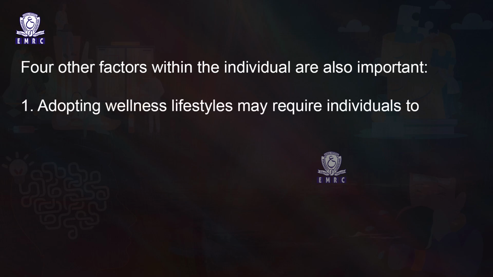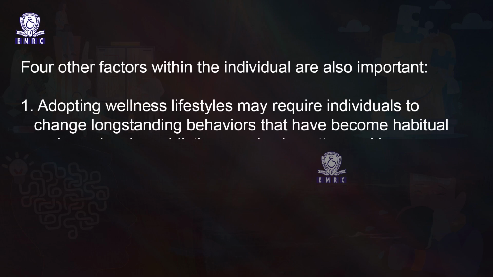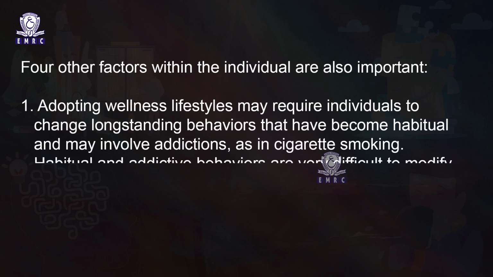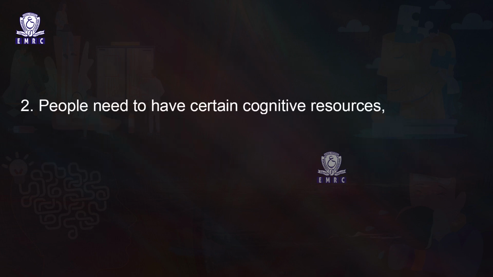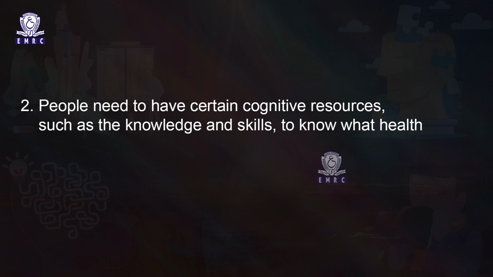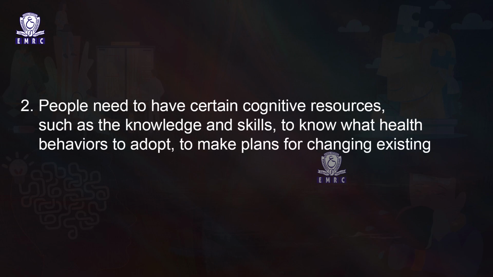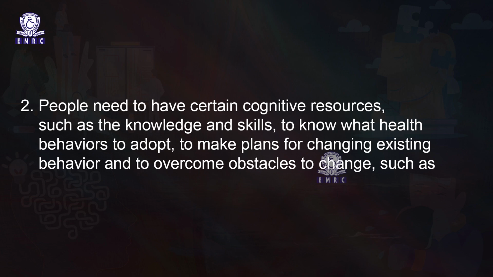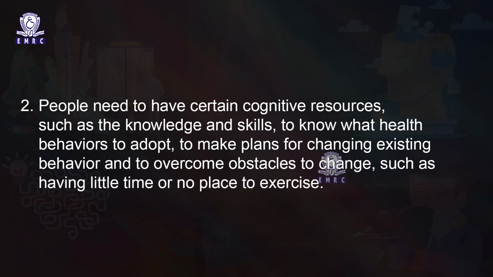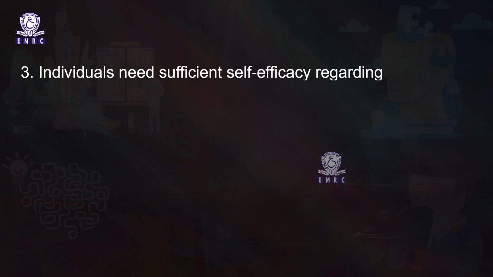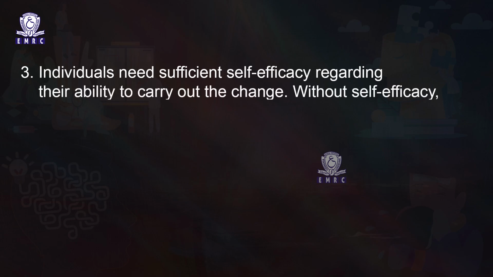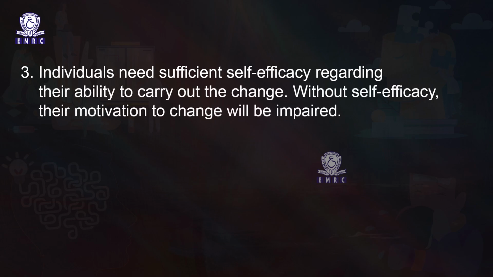First, adopting a wellness lifestyle may require individuals to change long-standing behavior that has become a habit and may involve addictions, as in cigarette smoking. Habitual and addictive behaviors are very difficult to modify. Second, people need to have certain cognitive resources such as the knowledge and skills to know what behaviors to adopt, to make plans for changing existing behavior and to overcome obstacles to change, such as having little time or no place to exercise. Third, individuals need sufficient self-efficacy regarding their ability to carry out change. Without self-efficacy, their motivation to change will be impaired.